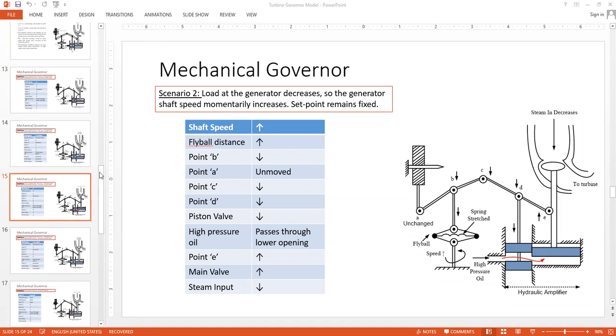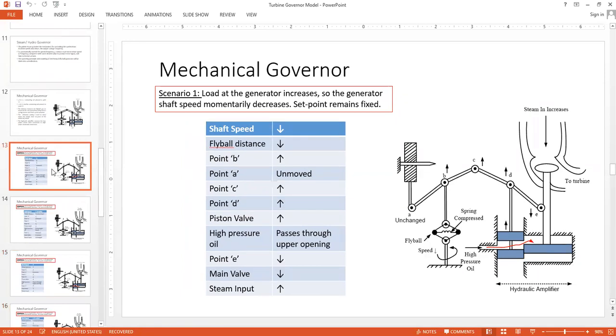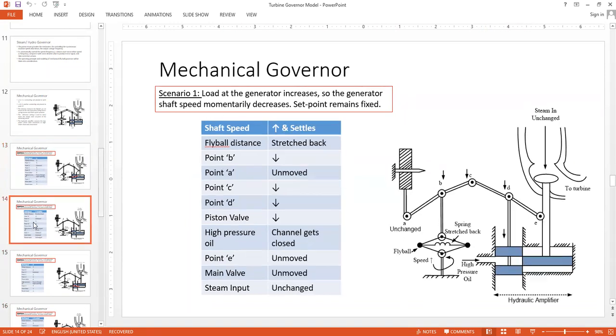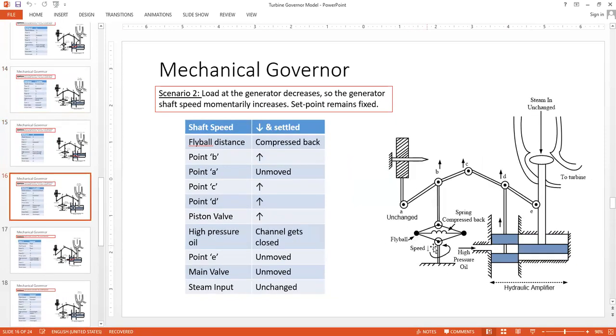Actually, probably I started from not the correct slide. This was the starting of scenario 1. Actually, this thing happened. At the starting of scenario 1, the upper chamber was opened, and then in the completion part, the channel got closed. So there's a little correction. And then this is scenario 2, and at the completion of scenario 2, both the upper channel and lower channel will be closed again. So the system will settle down to a steady state speed, but of course with a lower opening.